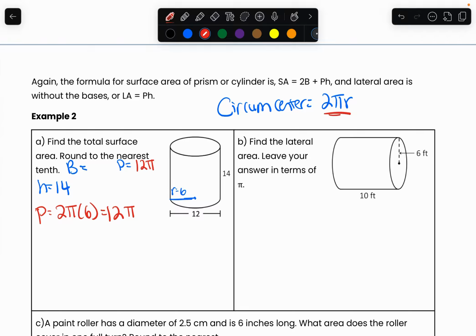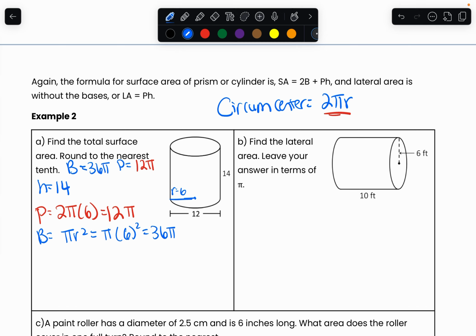Now I need to find the area of my base here, which, if I look at it, is a circle. So for the area of my base, I have to use pi r squared. This is my formula for finding the area of a circle. So now I just plug in everything I need. So I have pi times my r, which is 6, squared. And this will give me 36 pi. So let me write 36 pi right here.